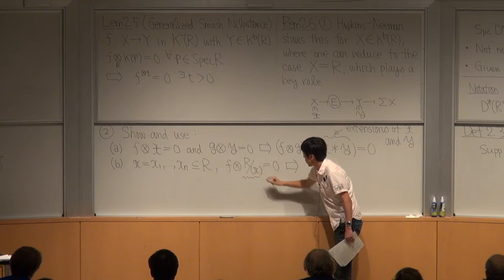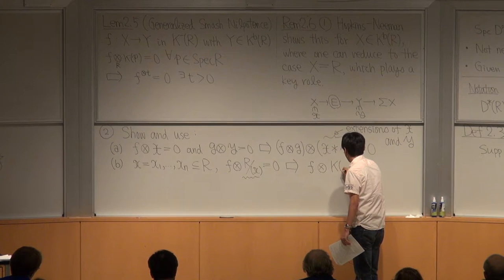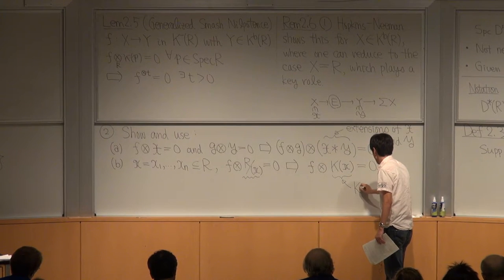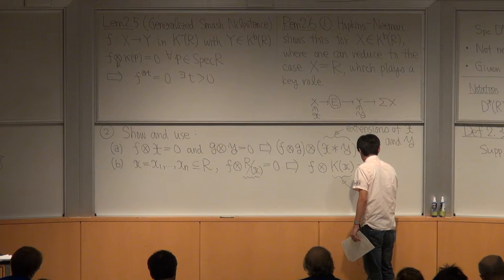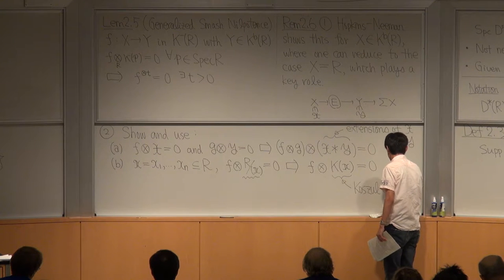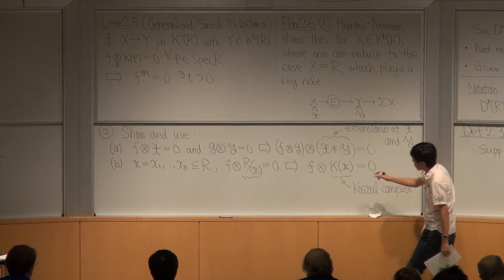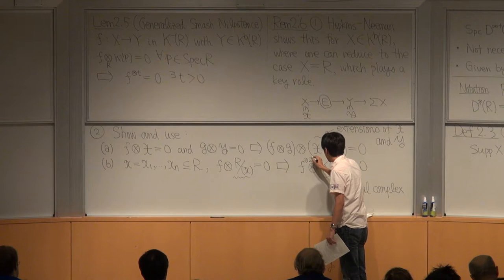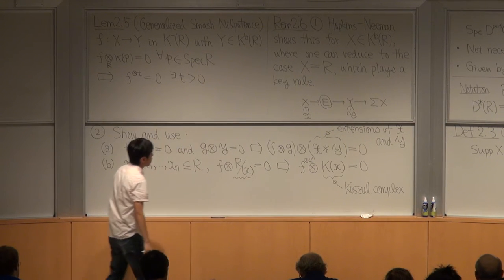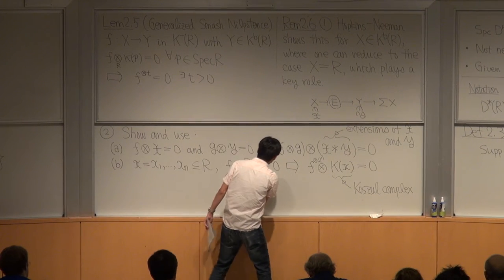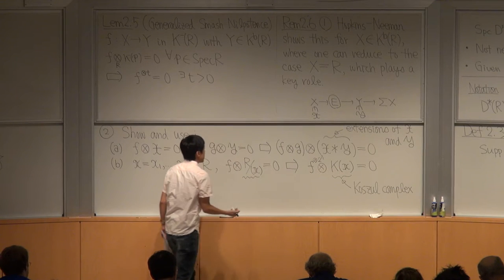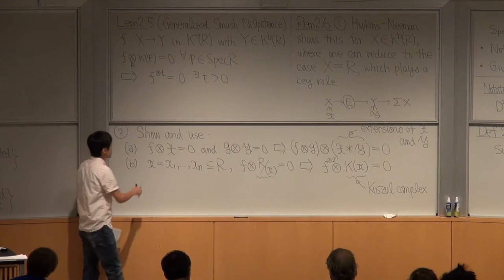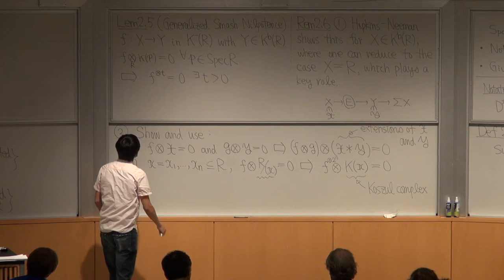we can replace this part with the Koszul complex. So this is the Koszul complex of x. But we need to take the tensor product here, 2 to the n times, so n is this number. But if we take this tensor product, then we can replace R mod x by the Koszul complex. So we show these two statements, and using these two statements, we can prove this lemma.